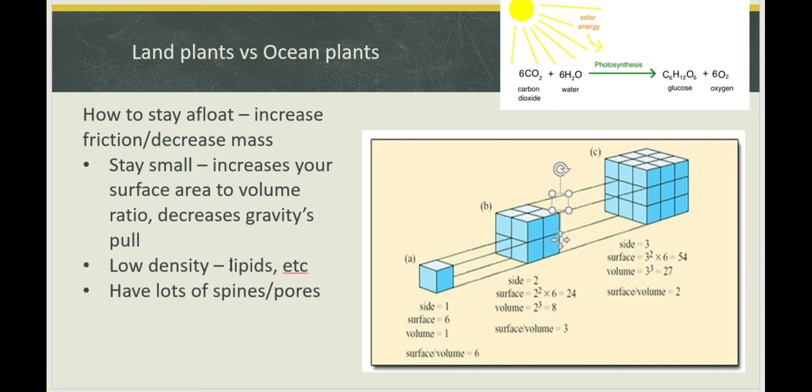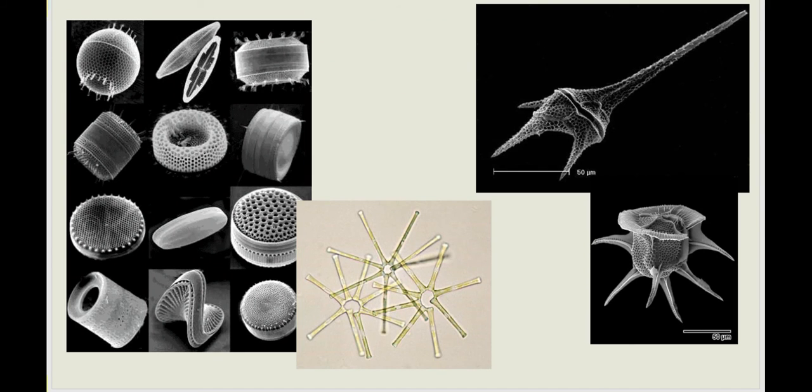Also, you want to have a lot of spines and pores because this provides increased surface area and increased friction against the water, and that will keep you afloat. So let's look at what some of our phytoplanktons look like. So we have diatoms on the left side, and we have dinoflagellates on the right side. And you can see these guys have a lot of pores. Those increase your surface area.